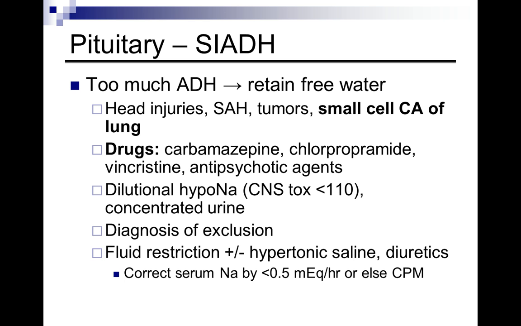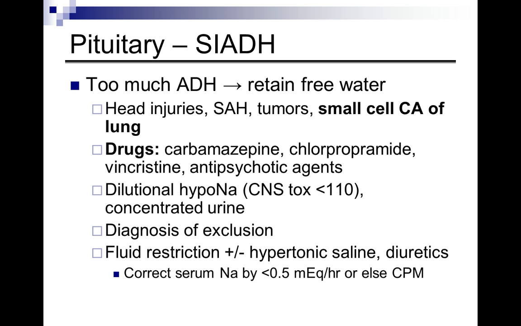This can occur in response again to head injuries or subarachnoid hemorrhage, also tumors, and particularly small cell cancer of the lung. Drugs that can cause SIADH, the list is very, very long, and I encourage you to look in the books or on the internet if you want to see very extensive lists, but some of the most common drugs that I see popping up again and again are carbamazepine, chlorpropamide, the anti-neoplastic vincristine, and certain antipsychotic agents.